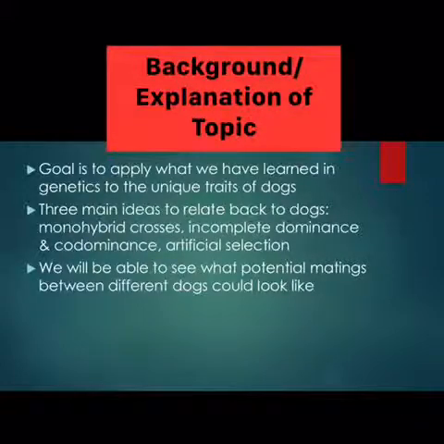I will introduce and examine a few particular dogs I have gotten to know at the shelter and apply 3 main ideas we have learned over the course of genetics, which include monohybrid crosses from Chapter 3, the concepts of incomplete and codominance from Chapter 5, and the idea of artificial selection from Chapter 24. By applying these concepts to dogs and their different characteristics, we will be able to see what potential matings between these dogs could look like.